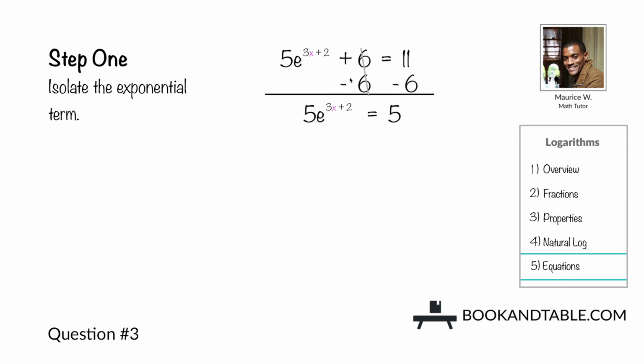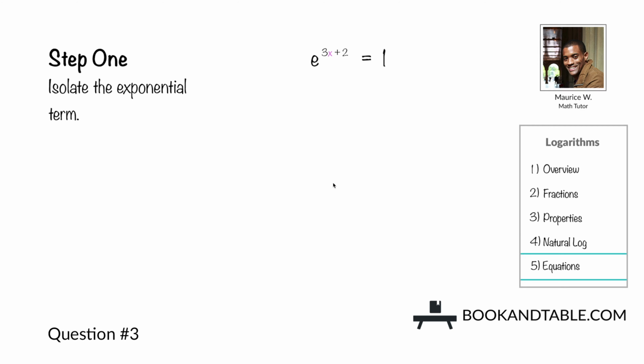So we want to begin by subtracting 6 from both sides, giving us 5 times e to a power of 3x plus 2 is equal to 11 minus 6, which is 5. And now we remove this coefficient of 5 by dividing both sides by 5, showing us e to a power of 3x plus 2 is equal to 5 divided by 5, which is 1. And now we can use this expression to help us solve for x.